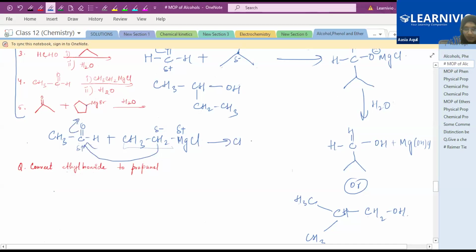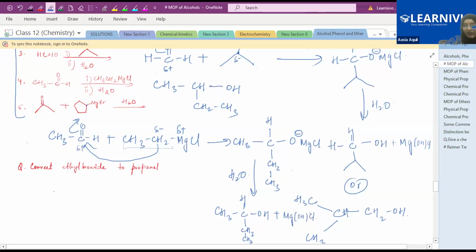So you will get CH3, and here this carbon, writing hydrogen over here, oxygen with negative charge, and here from this carbon you will write CH2 and CH3. I have attached this alkyl group on this carbon. And what about this MgCl? MgCl will get attached to this oxygen. Now, on further hydrolysis with H2O, H plus will get attached to this oxygen: CH3, CH, OH, and here CH2, CH3, plus you will get MgOHCl.